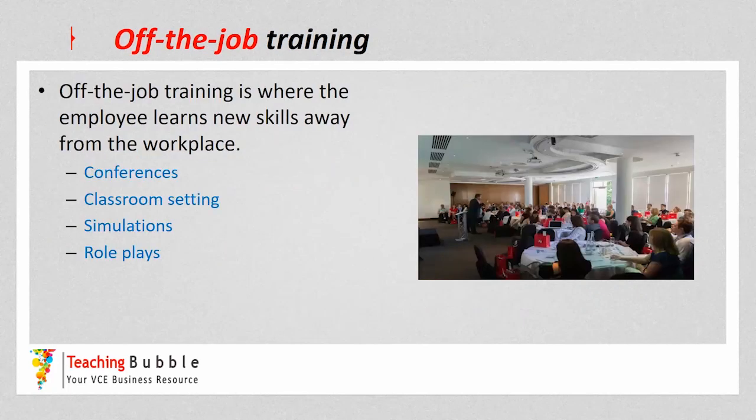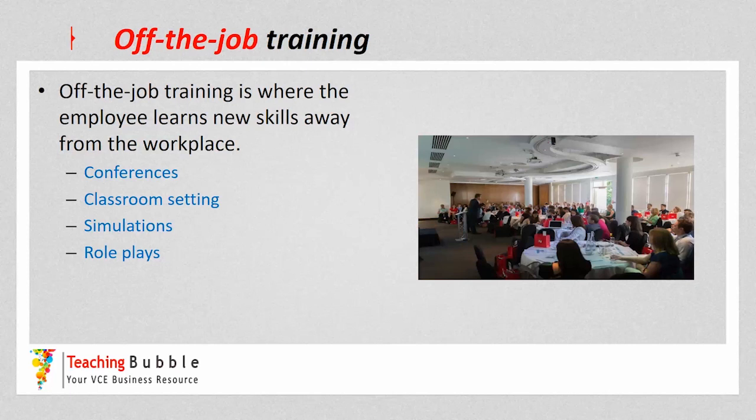The second form of training is what's called off-the-job training. This is where the employee actually learns new skills away from the workplace. So no longer are they remaining at work and conducting their normal duties. Here they are moving away from the workplace to be trained externally. That can be things like conferences, going through a TAFE course or anything like that in a classroom, simulations, role plays, anything that is taking the employees away from the workplace to actually perform the training.